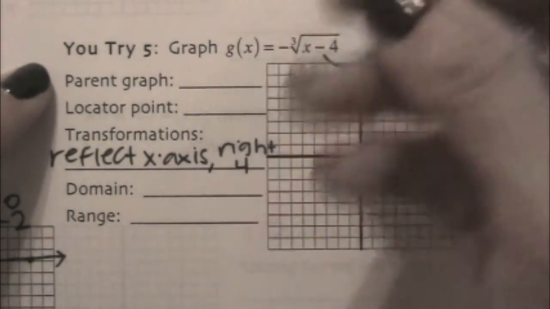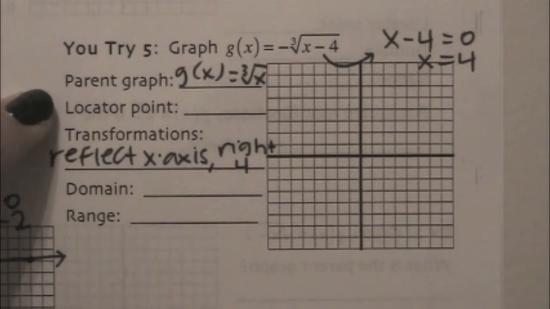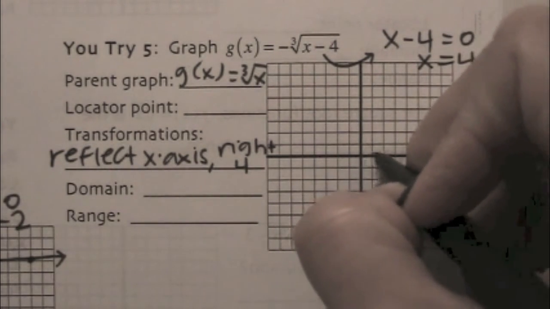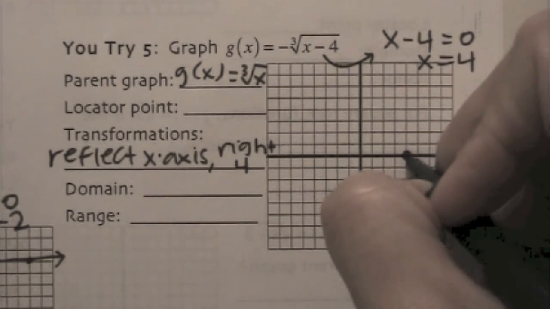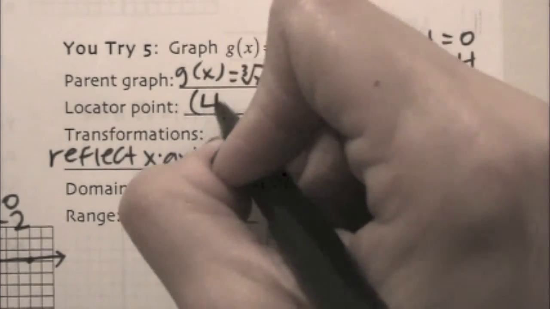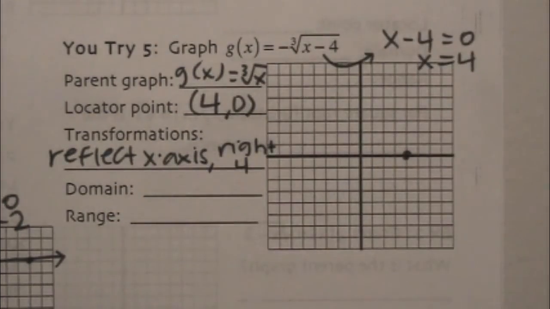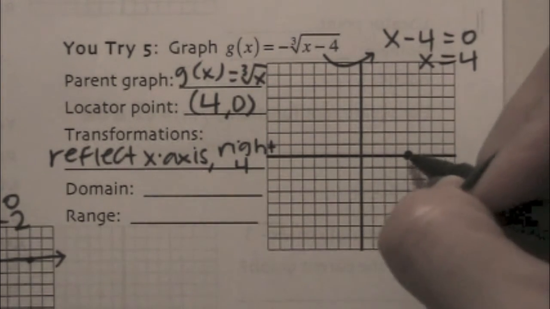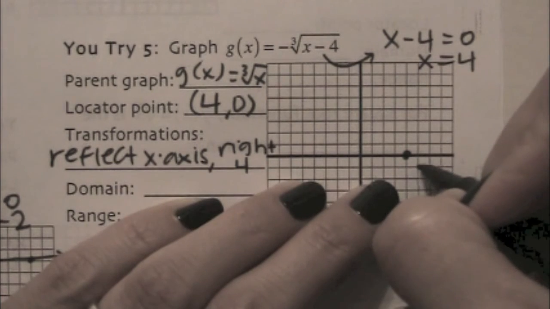Let's fill in the rest of these. Cube root of x is our parent graph, and locator point. So we're going to go right 4. That's going to be your locator point for 0. And reflecting in the x-axis, instead of going right 1, up 1, we're going to go right 1, down 1.